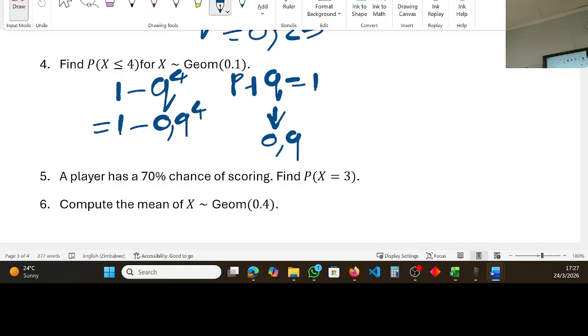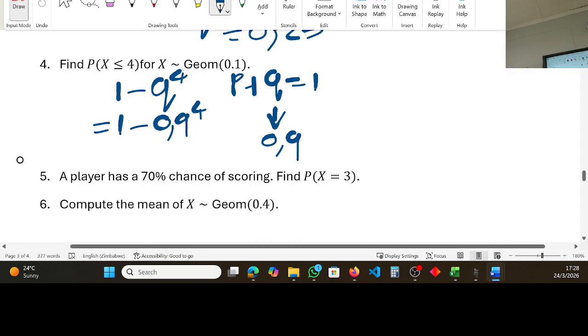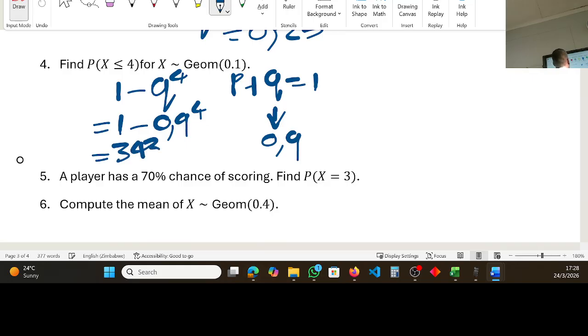So how do I work it around? I'll bring my calculator and say 0.9 to the power 4. I check what I get, and that's the result. So I'm going to say 1 minus that answer, and it gives me 3439 over 10,000. Now I'm on the fifth problem.